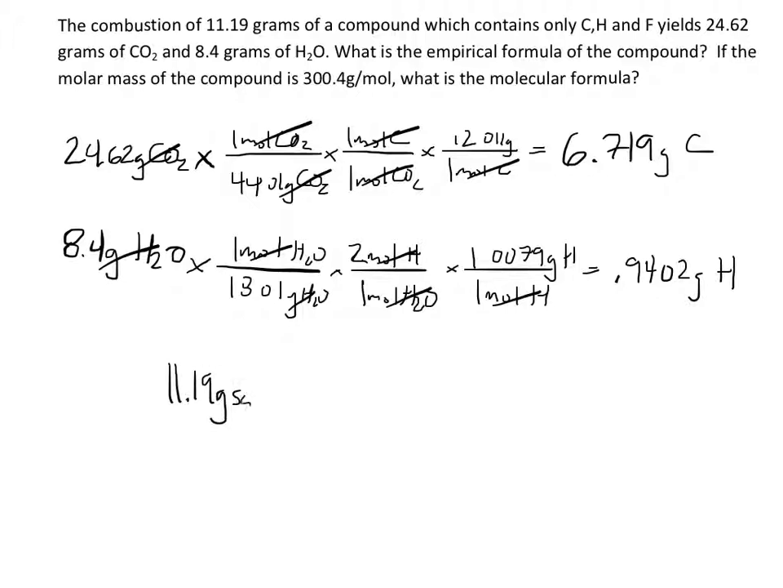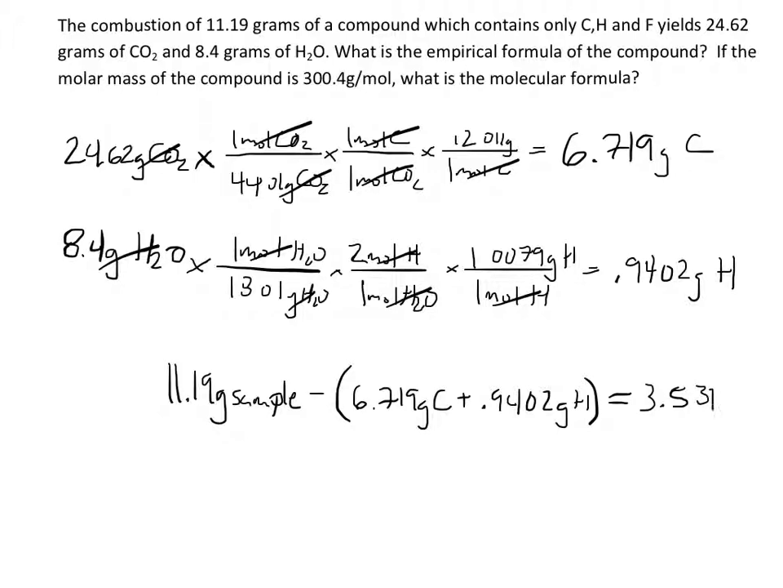So the next thing is, if we have 11.19 grams of sample, and we know that 6.719 grams of it was carbon and 0.9402 grams of it was hydrogen, the other amount of this 11.19 will be the fluorine. So to figure out what the mass of the fluorine is, we're going to subtract the sum of 6.719 grams of carbon plus 0.9402 grams of hydrogen from the total mass. And we find out that it's 3.531 grams of fluorine.